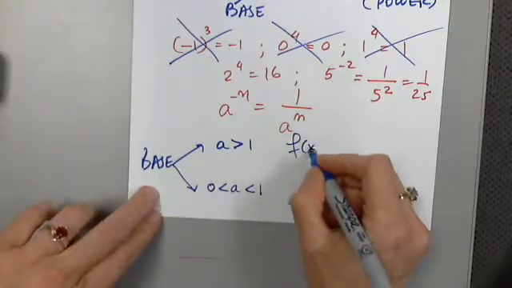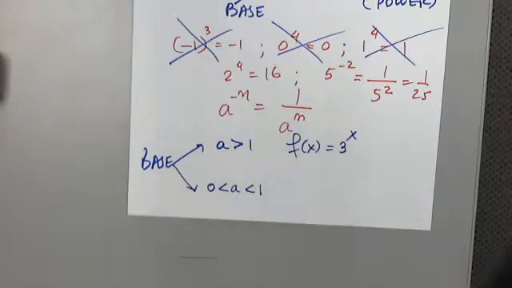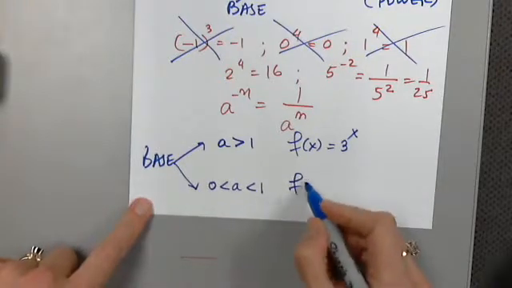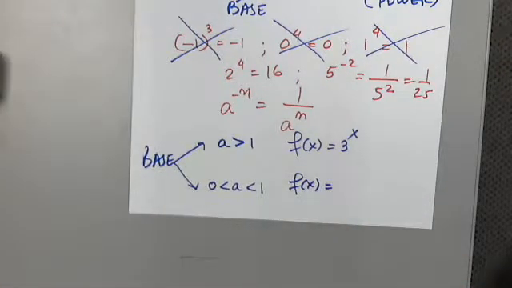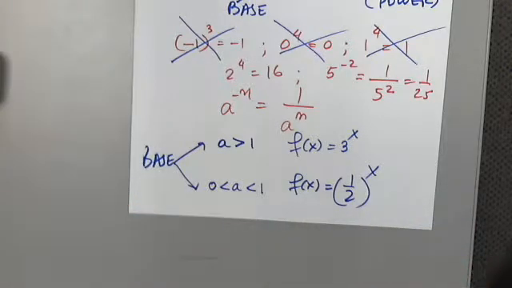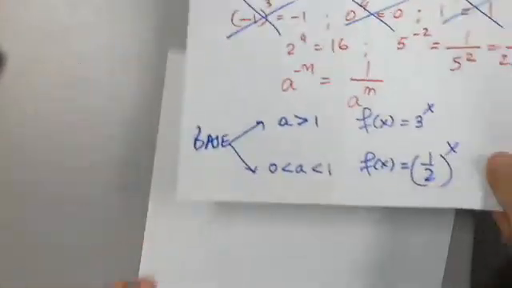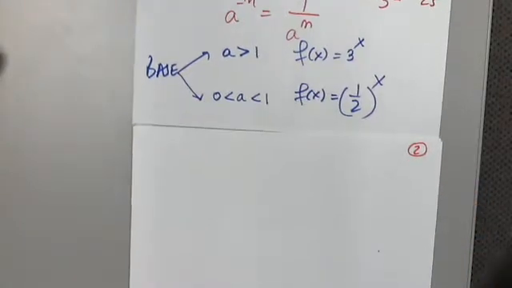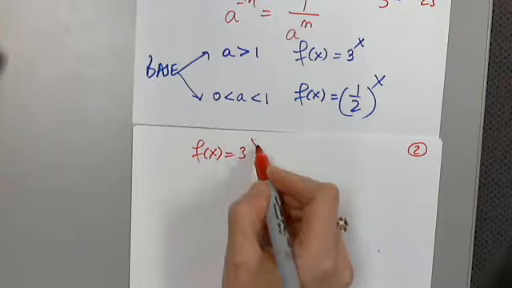So here's an example. Let's say 3 to the x power. This is an exponential function with a base greater than 1. And let's say another example here. Can anyone give us an example with a base less than 1, between 0 and 1? Good. I'm going to say 1/2, everything raised to x. So the first one has base greater than 1. It's the first category. The second one has base less than 1. It's the second category with 1/2. So expect two different shapes. So let's take a look. Let's start with the first one, f of x equals 3 to the x.